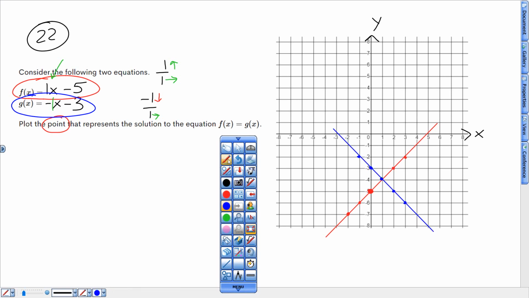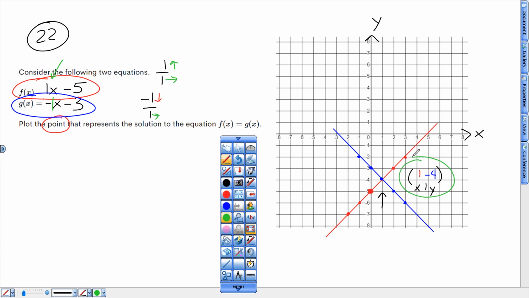For this one, remember, I want that coordinate right there. I'd like you to be able to give me that coordinate. That coordinate is written always x, y. Looks like every time I go over 1 for x, I'm going down to -4 for y. That is my coordinate. That's where those two lines are intersecting.